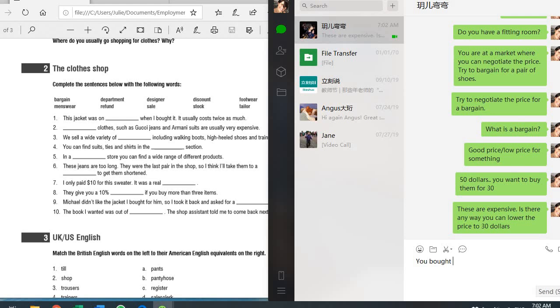Okay, so you bought a jacket in the past that you want to return. What do you tell the shop assistant in the store when you go? What do you say? So you need to return the jacket.